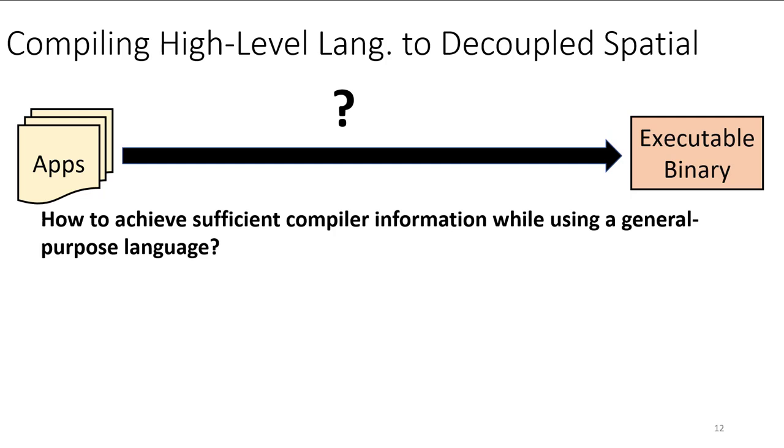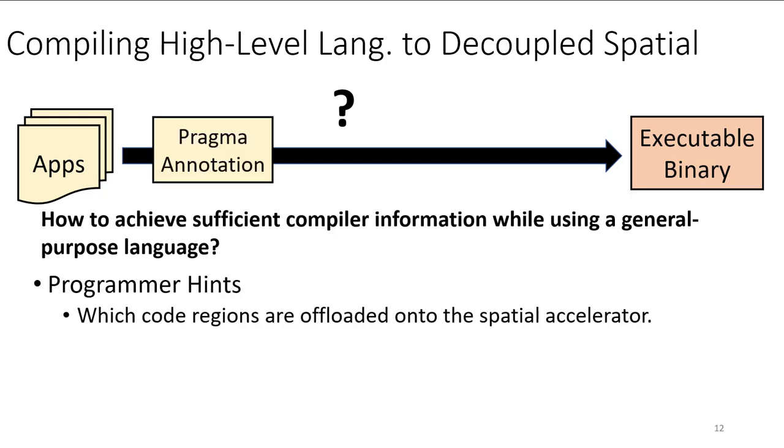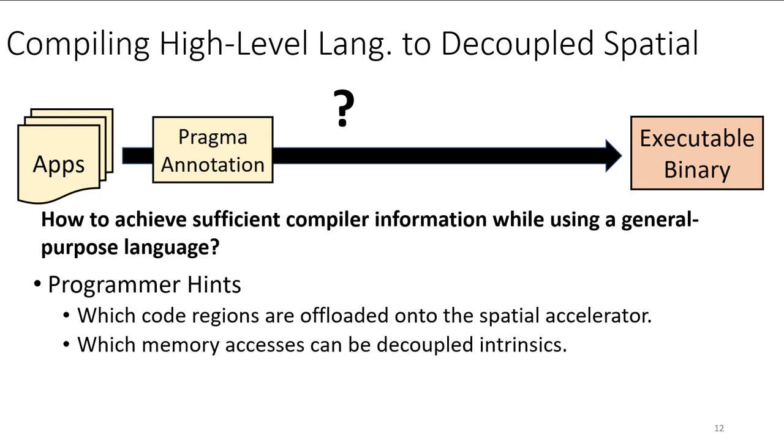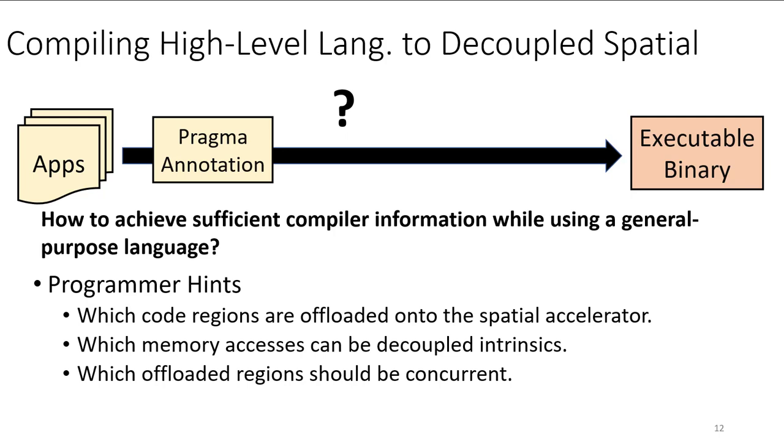In order to do this without massive compilation effort, we rely on programmers to provide these hints. Which portion of the code should be offloaded onto the spatial accelerator? Which portion of the memory accesses can be decoupled without hurting the semantics? And which set of the offloaded regions should be concurrent?